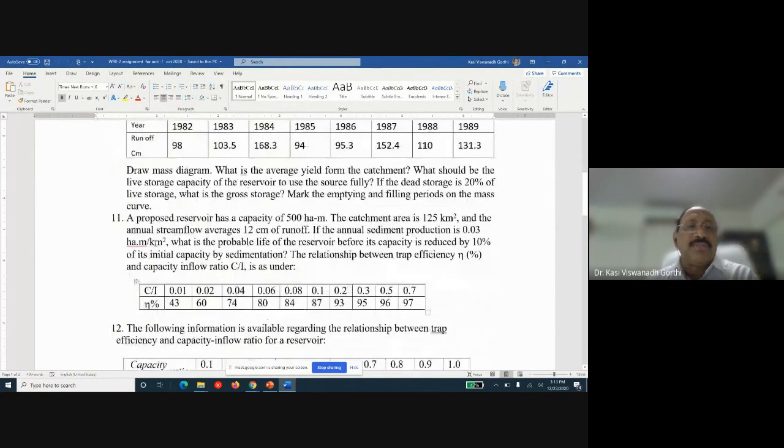Then another problem: a proposed reservoir has a capacity of 500 hectare meters, the catchment area is 125 square kilometers, and the annual stream inflow average is 12 centimeters of runoff. You need to arrive at the life of the reservoir. The capacity-inflow ratio versus trap efficiency table is given. So fitting to this, you have to arrive at the life of the reservoir.